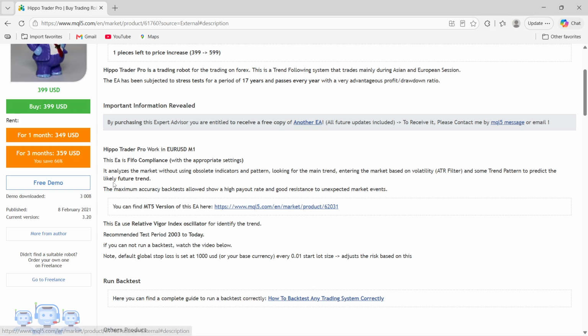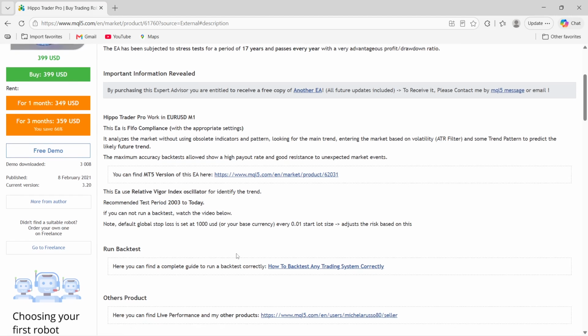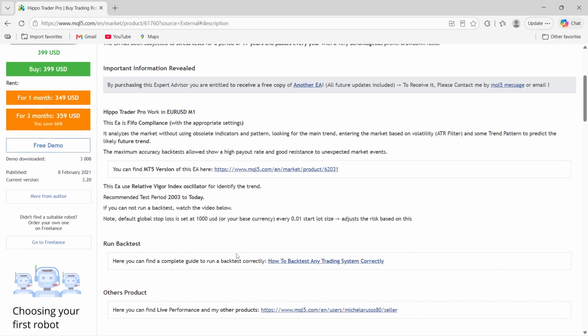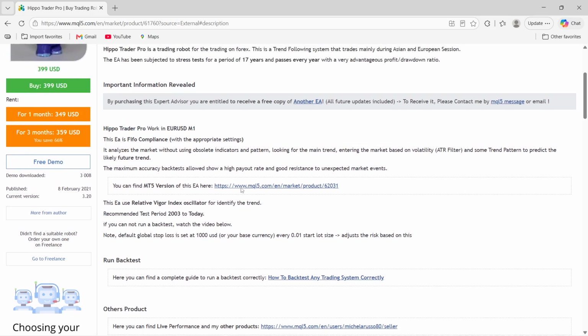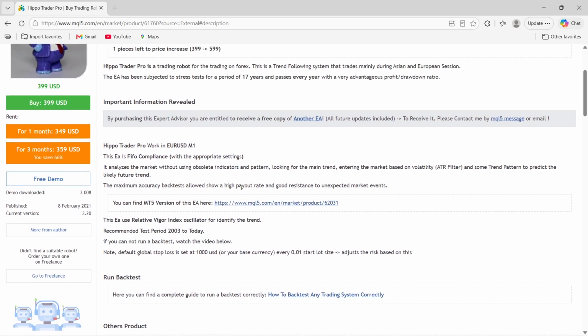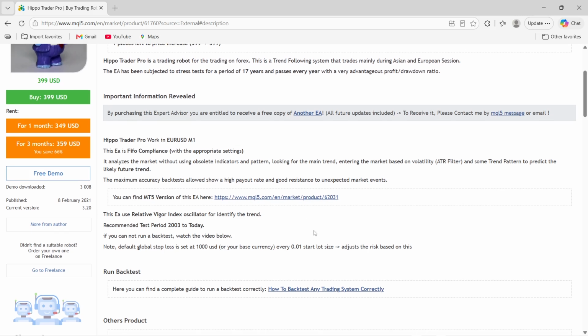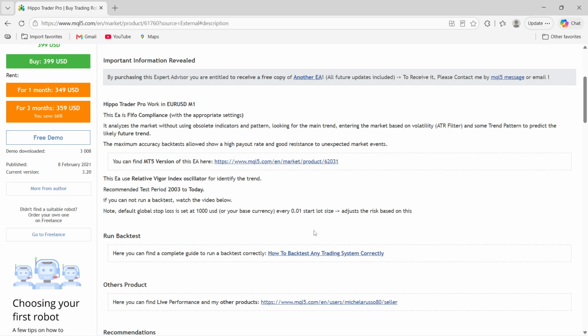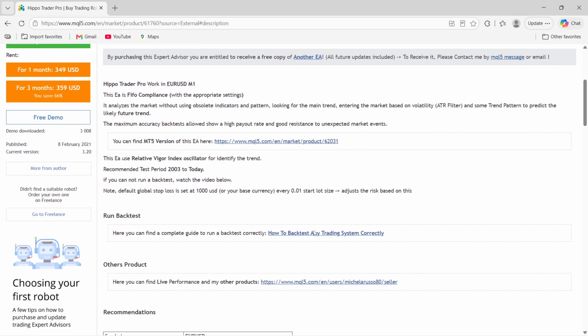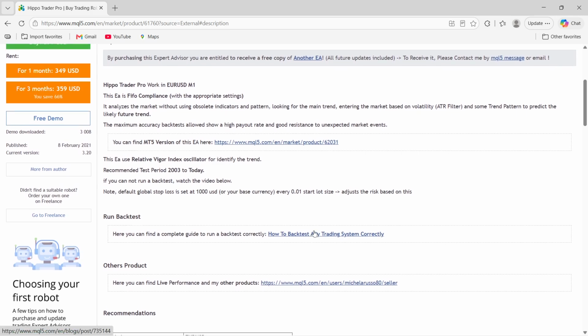Just going to expand this. Alright, so from the MQ5 page, the Hippo Trader Pro is a trend following expert advisor that primarily trades EURUSD on the M1 time frame. So you can see, it analyzes the market without relying on outdated indicators or patterns, instead looking for the main trend based on volatility using an ATR filter and trend patterns to predict likely future direction. The EA uses the Relative Vigor Index oscillator to help identify the trend.